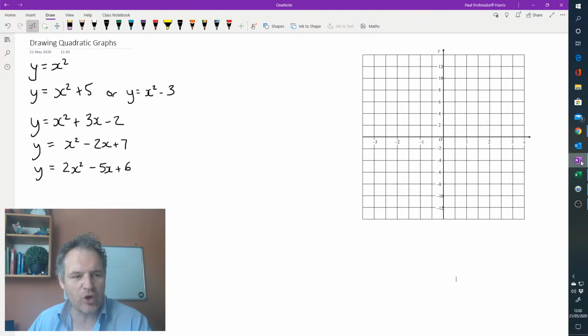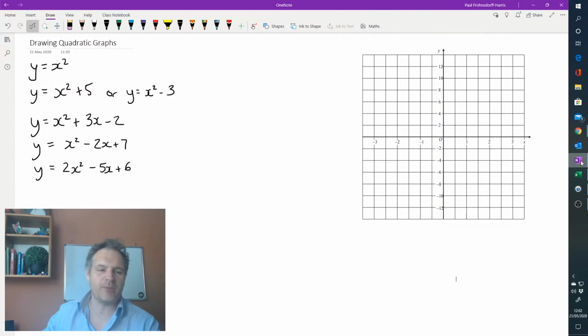So we have got 6 different equations. I'm going to talk to you about how to do it. I'm also going to try and show you 2 different methods. There's a method I prefer.